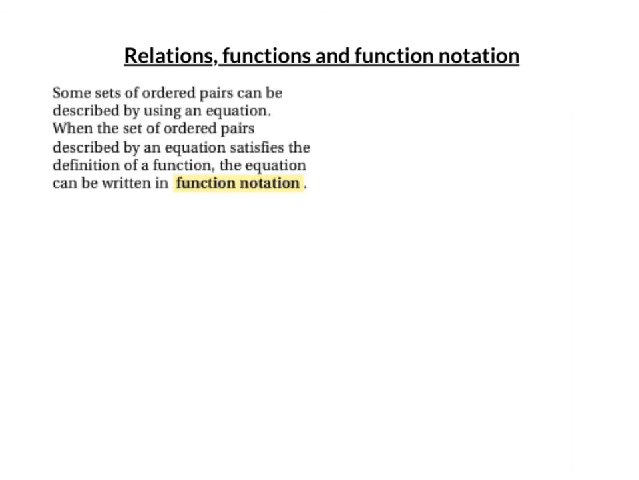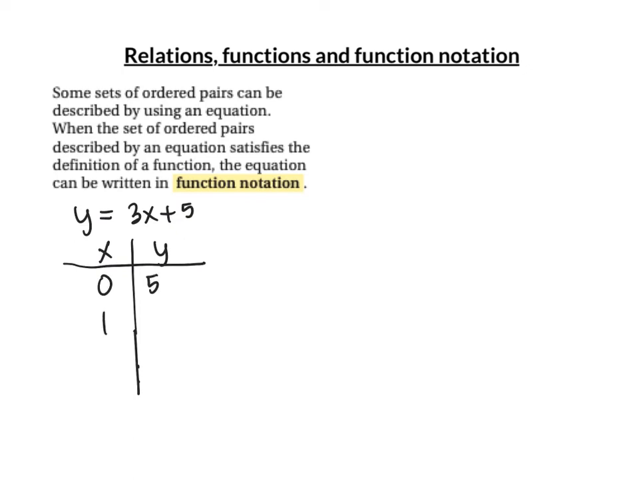Function notation has a bunch of uses, but for us, it's a way to show the input and the output in the same equation. Remember when we take equations like y equals 3x plus 5, and we'd make tables, and we put in values. 3 times 1 plus 5, that's 8. 3 times 2 plus 5, that's 11. 3 times 3 plus 5, that's 14. And if I put in 4, I'd get out 17.